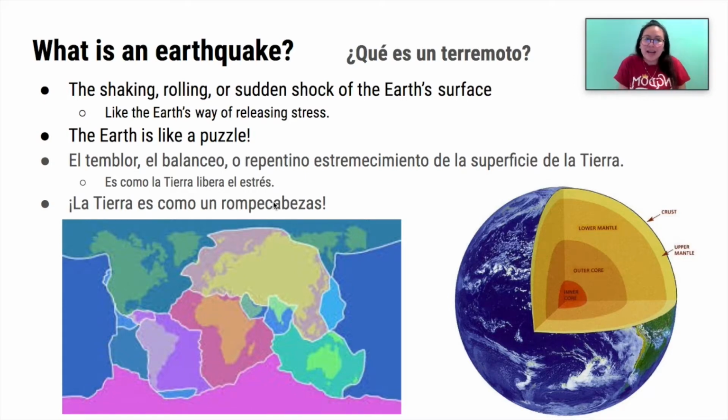The Earth is kind of like a puzzle. It has many different pieces, and these pieces are called plates. Millions of earthquakes happen across the world every year. The west coast of the United States, where we live, is actually very prone to earthquakes. This means that we are at high risk for earthquakes because we live where two plates meet, right here.